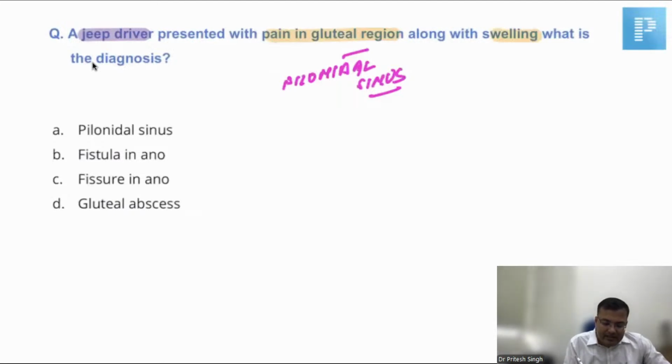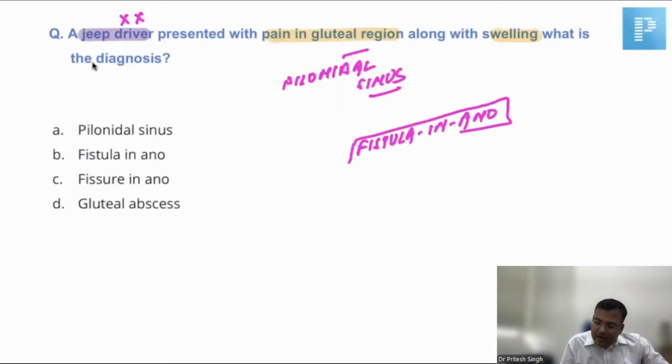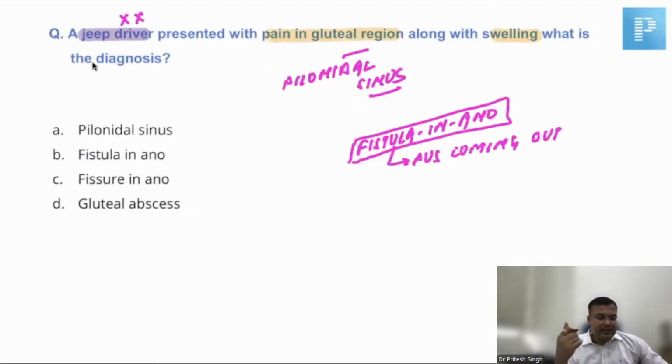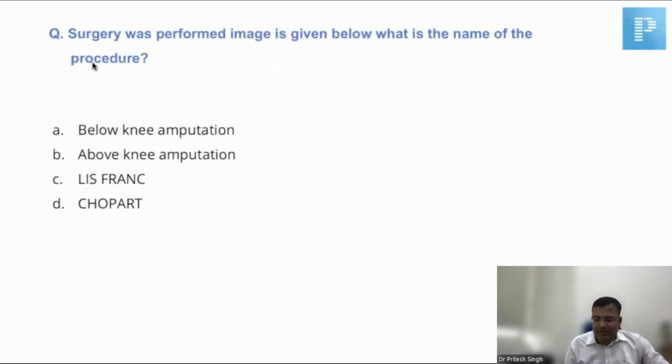Okay. Somebody is saying that, sir, Jeep driver was not mentioned. Some student was telling me there was a question in which there was an external opening around the anus. So actually it was related to fistula in ano. Guys, there was an external opening around the perianal region. Okay, so Jeep was not there. Pus was coming out from the external opening. So most probably it is fistula in ano. Clear? If there is an external opening with pus coming out, it was fistula in ano.